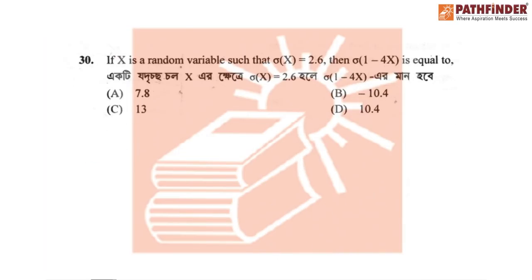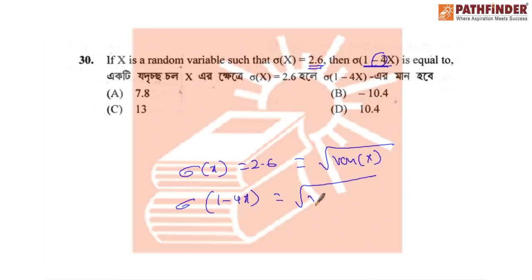Next, question number 30. Here it is given that the variance is 2.6, then we need to find the variance of 1 minus 4x. Since the coefficient is minus 4, finally it will get multiplied by 16. Since this is given as 2.6, we can write the variance of 1 minus 4x as 16 times 2.6, or 41.6, which is given in option D.